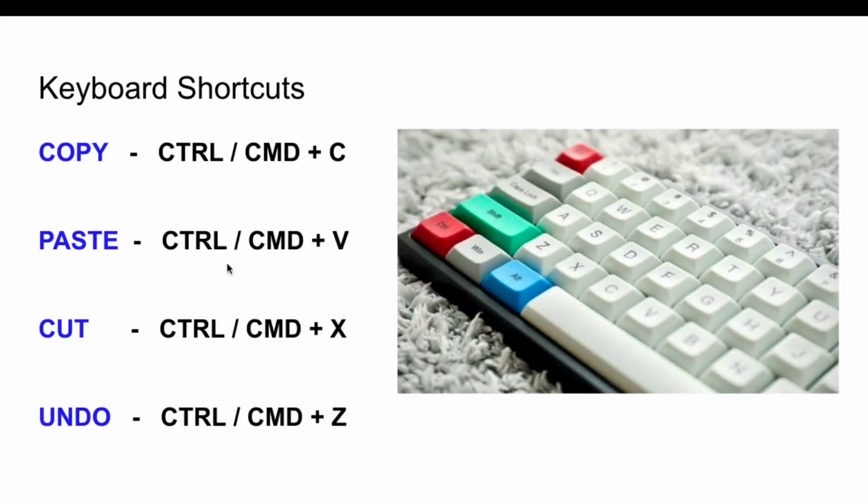So first let's do some keyboard shortcuts. The first one is copy, and that's Control/Command depending on which type of computer you have, and then plus C. Remember to do Control or Command first before you do C. Then there's paste, so that's Control/Command V. Then there's cut, which basically means delete, and that's Control/Command X.